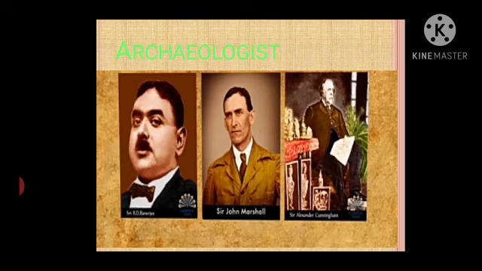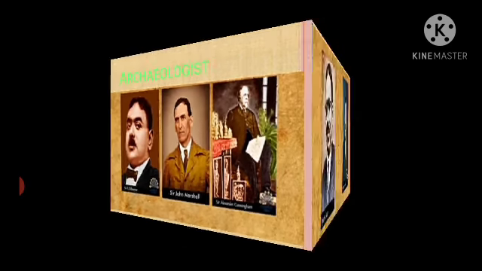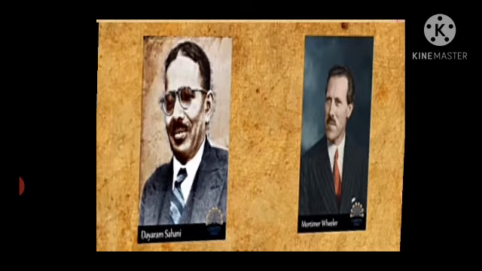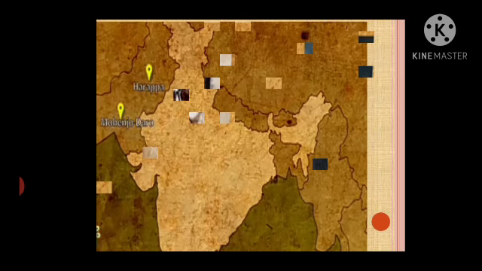Now here we can see the first archaeologist is Sir R.D. Banerjee. Second one is Sir John Marshall. And third one is Sir Alexander Cunningham. We can see more archaeologists over here. Here we can see the first one is Dayaram Sahni and the next one is Mortimer Wheeler. So these were the archaeologists who actually excavated the Harappan civilization.